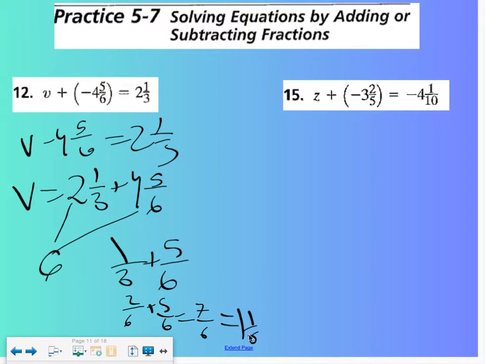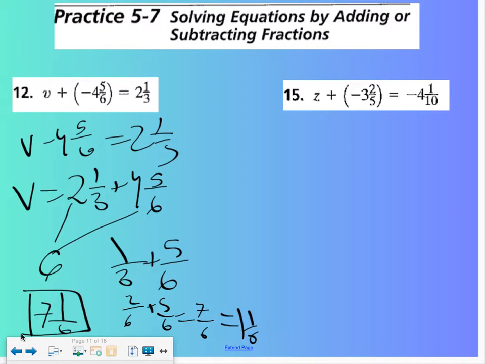So really the whole answer is 7 1/6. Okay, so you could also change those to improper. You'll get the same answer. Sometimes it is easier to add the mixed numbers as they are. All right, be careful if you're doing that when one is negative.